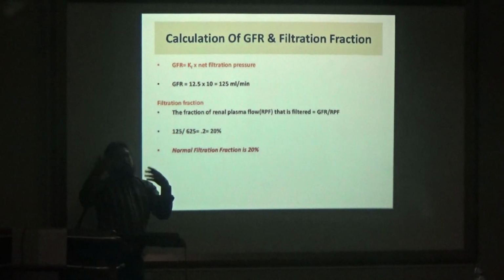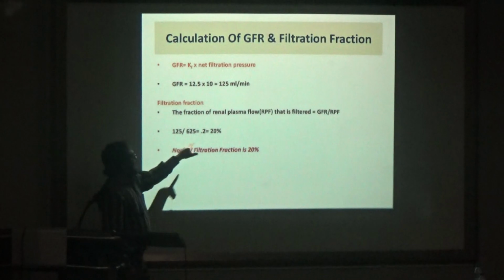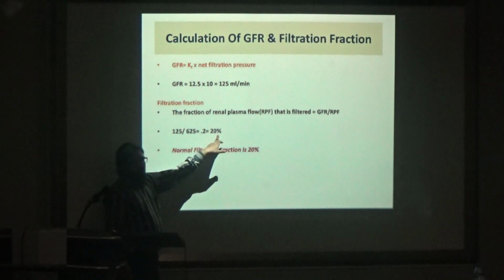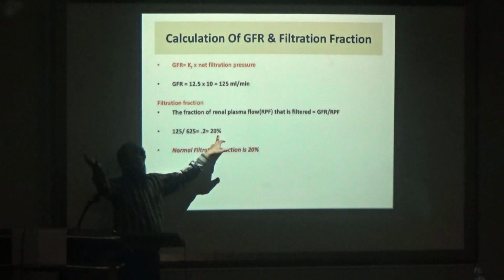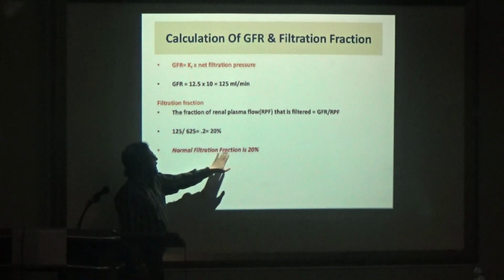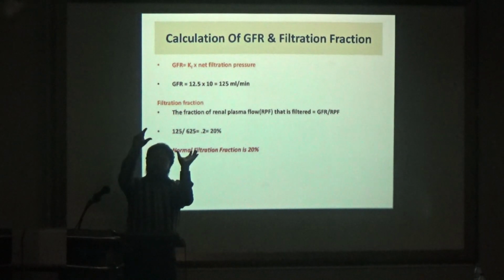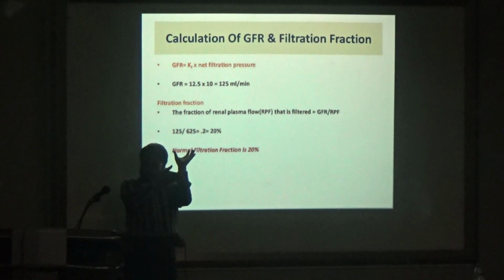125 ml is the amount of filtrate being produced from both the kidneys. If you divide it, it comes to be 0.2. Convert into percent, it comes to be 20%. That's what is called the normal filtration fraction. It is a fraction. Only a fraction of blood is filtered out.